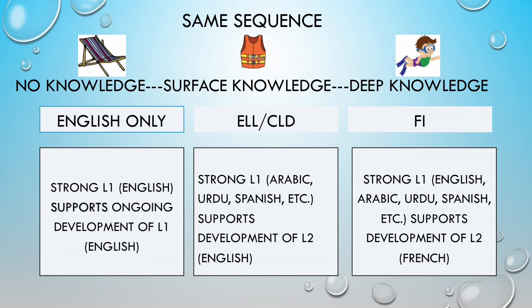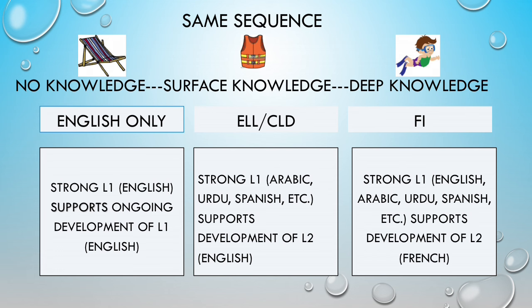So for the English-only students, that's the student who speaks English at home, you want strong L1, which would be English, to support ongoing development of L1, which would be English. For our ELL or CLD, strong first language, it might be Arabic, might be Urdu, might be Spanish. You want that strong L1 to support development of L2, and at school that's English.